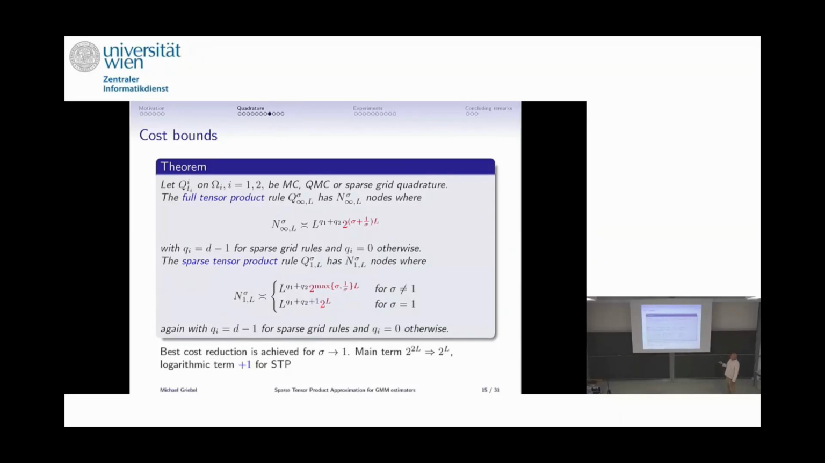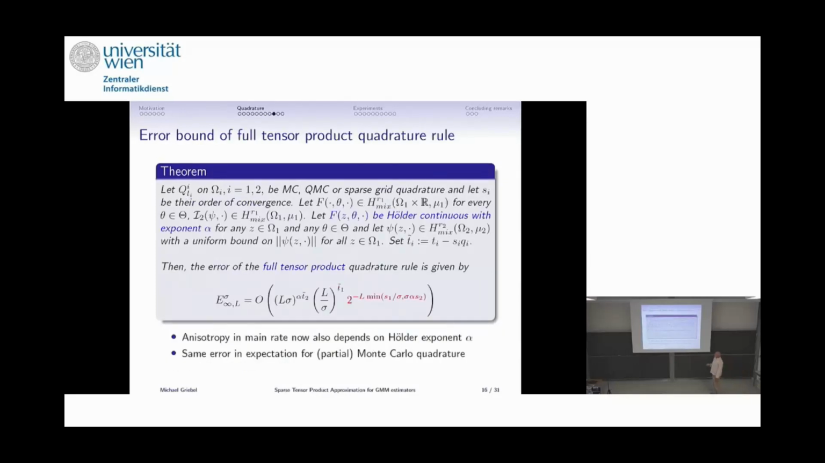If you have Monte Carlo, then you have no logarithmic terms. We made that up to incorporate all these different quadrature rules on the subdomains. Some have logarithmic terms, other ones don't. Quasi Monte Carlo have a logarithmic term, and so on. But the main rates are the important things which we are after. And then we can come up with error bounds.